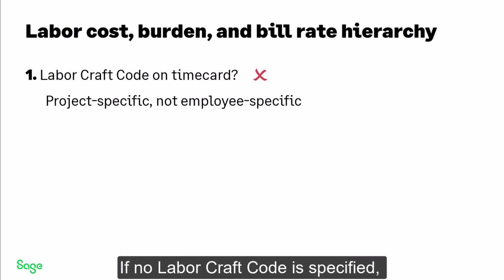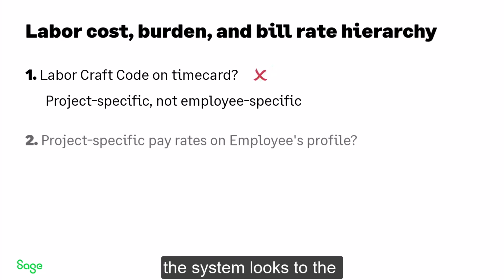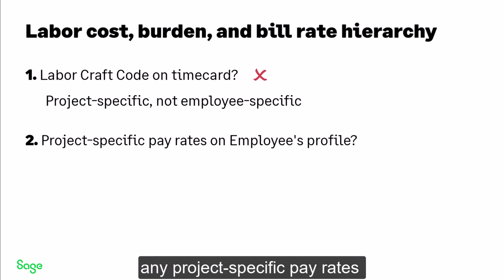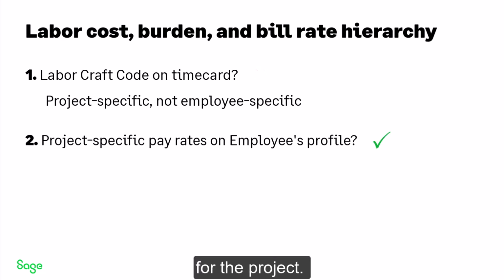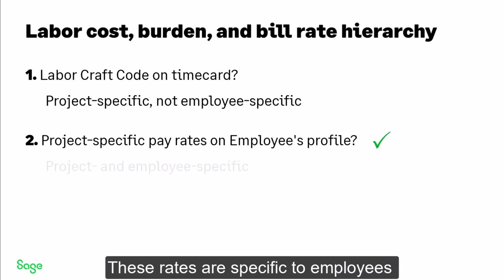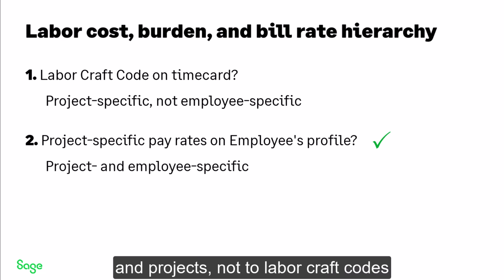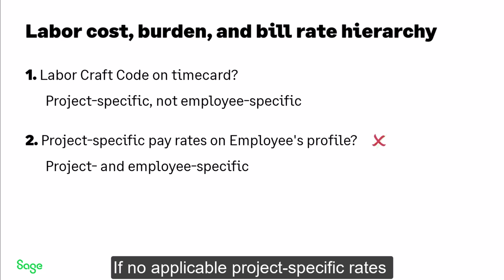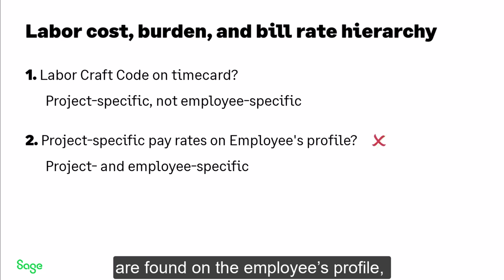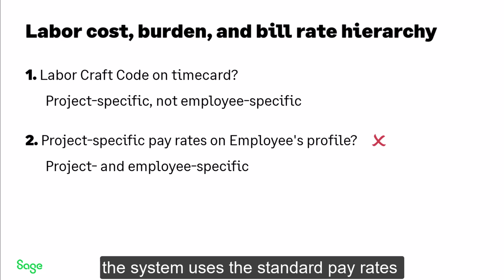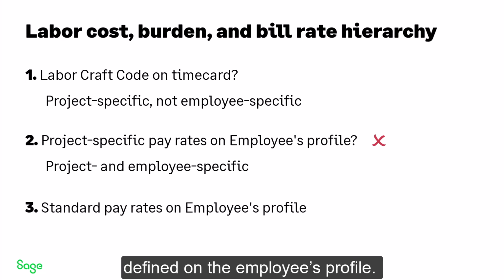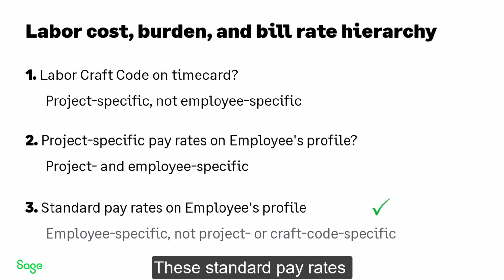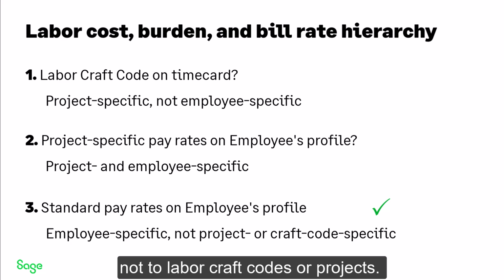If no labor craft code is specified, the system looks to the employee's profile to find any project-specific pay rates for the project. These rates are specific to employees and projects, not to labor craft codes or other projects the employee works on. If no applicable project-specific rates are found on the employee's profile, the system uses the standard pay rates defined on the employee's profile. These standard pay rates are specific to the employee, not to labor craft codes or projects.